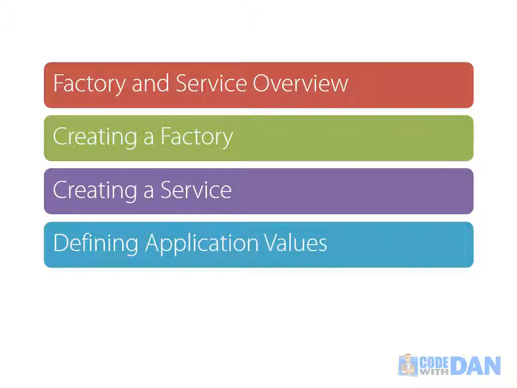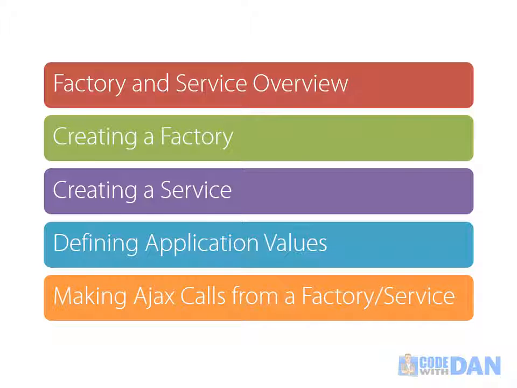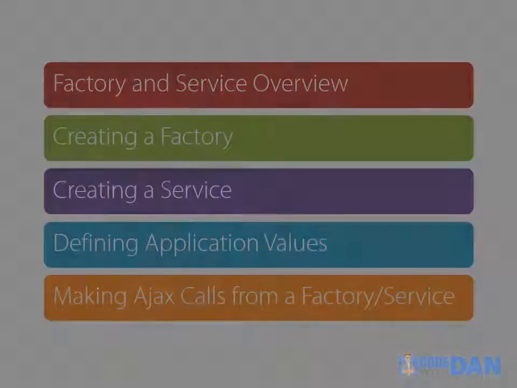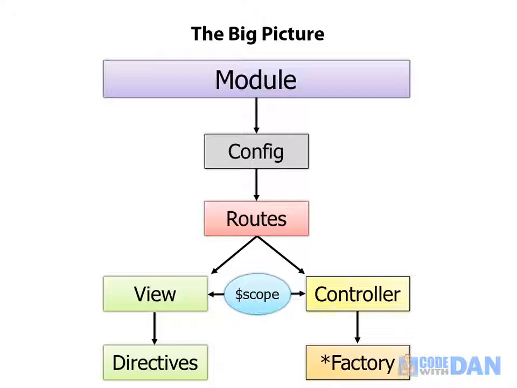From there, we'll talk about different techniques that can be used for defining application values in your AngularJS apps. And then we'll wrap up by discussing AJAX calls and how you can use factories or services to make those so that we define those in maybe one or two factories or services, and then all your controllers can simply call into those.